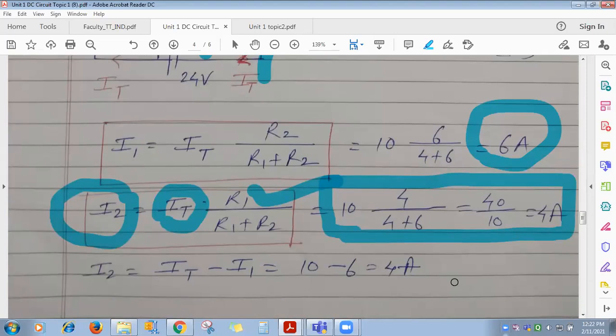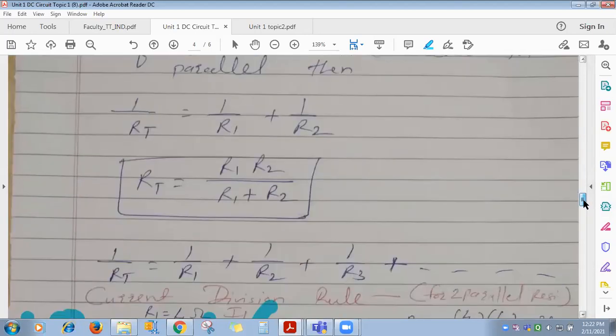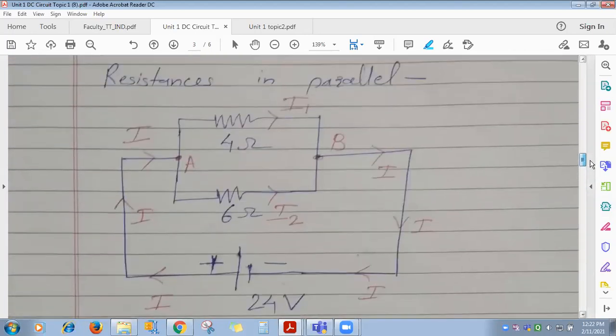So got it? Current division rule clear to all of you? Okay. So what is the conclusion? When the resistances are connected in parallel, whether current is the same or voltage is the same? Voltage. For parallel connected resistances, the voltage drop across each parallel connected resistance is the same. Okay, and the current flowing through them is different if the values of resistances are different.